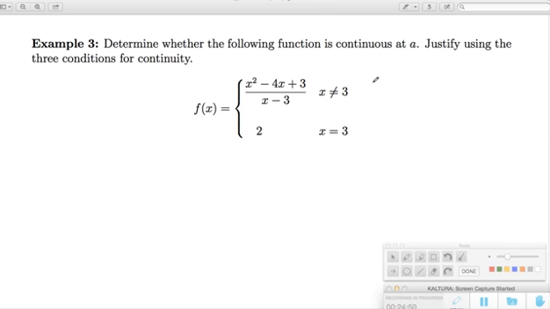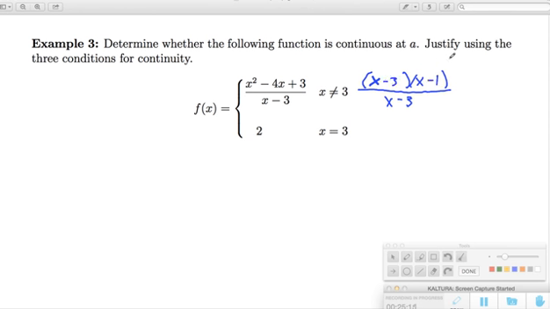Now with that top expression, since we've got a quadratic in the numerator and x squared, it's tempting to try and factor it. So what x values are going to work here? We need two numbers that are going to multiply to give us positive 3 and combine to give us a negative 4. Well, that's x minus 3 and x minus 1.